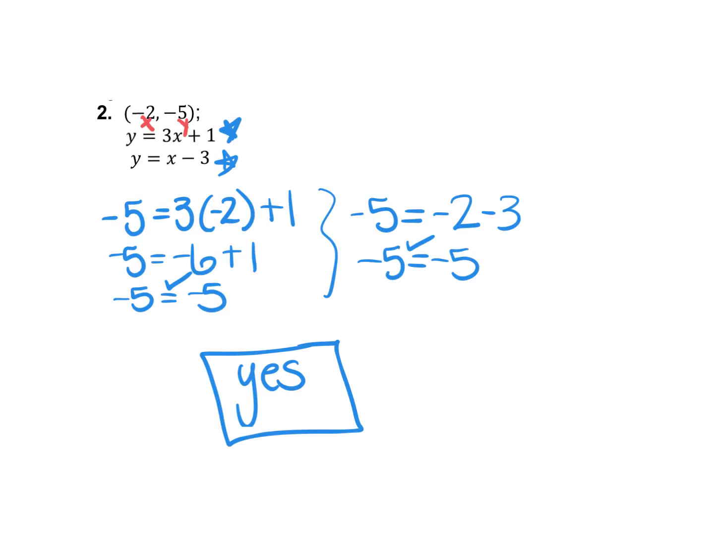All right, so once you've plugged in the x and the y, I ended up having -5 is equal to -5 for the first one. And then when I plugged in the point for the second one, I had -5 is equal to -5. And since this point is a solution for both of those equations, then yes, this point is a solution to this system.